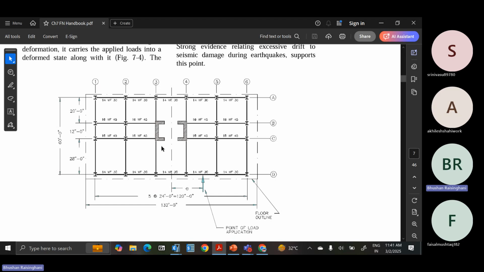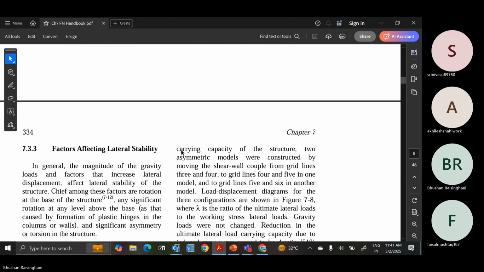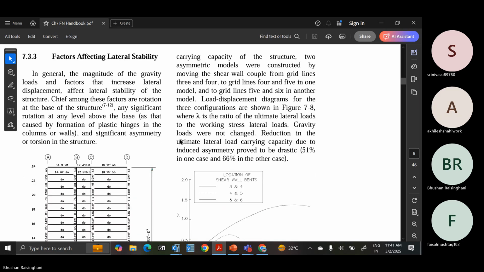So there is a full frame analysis done by the author for this steel building along with a concrete core, and P delta analysis, with P delta and without P delta, what it is coming has been estimated. So before going to that, there is an important point: what are the factors that affect the lateral stability.